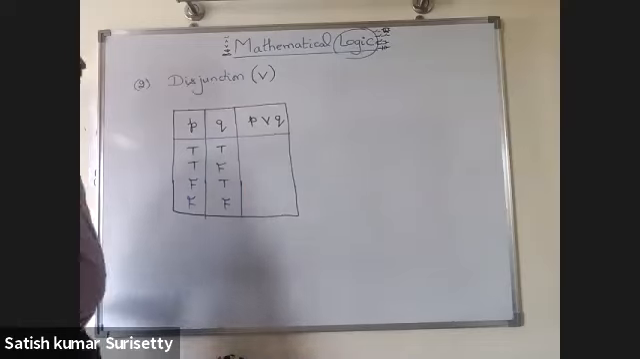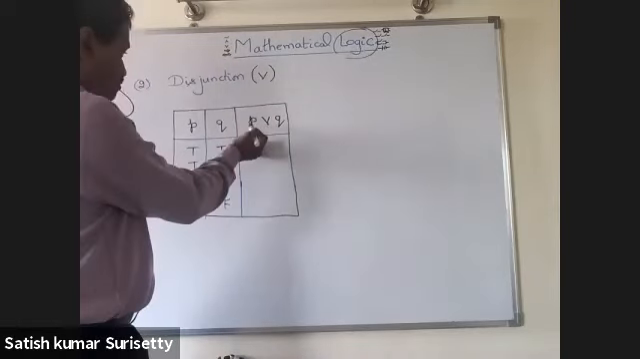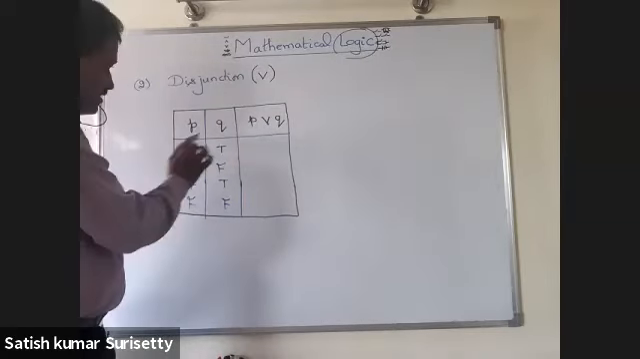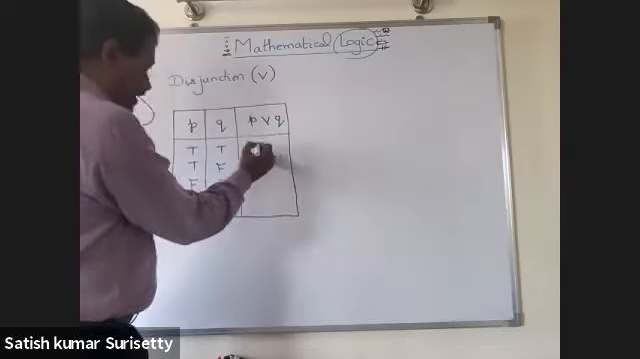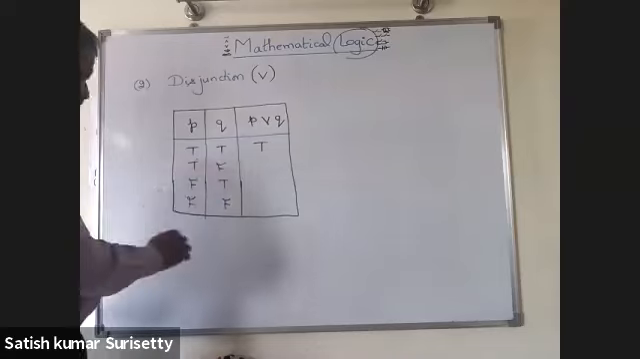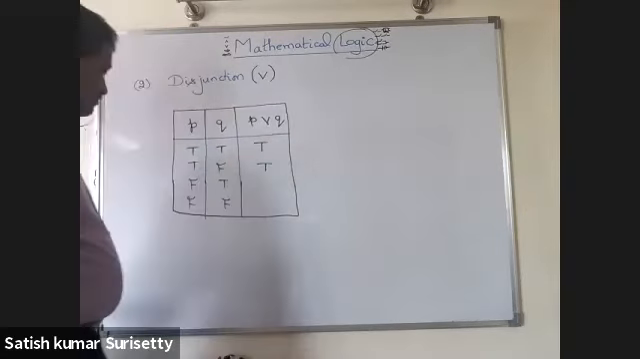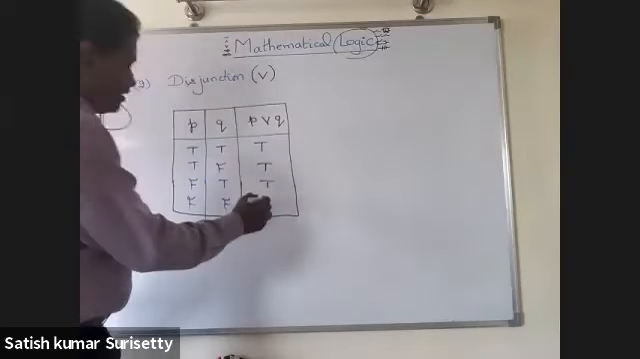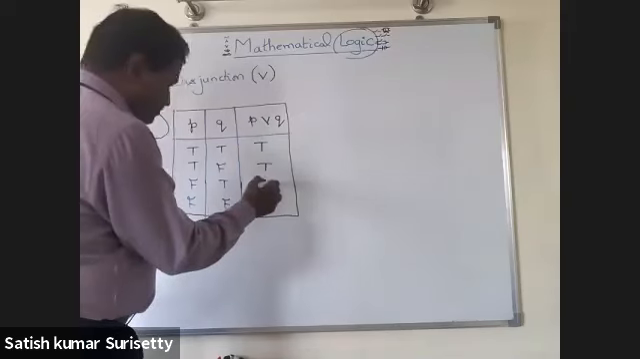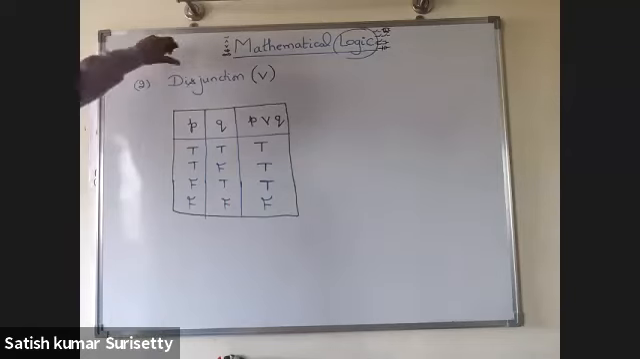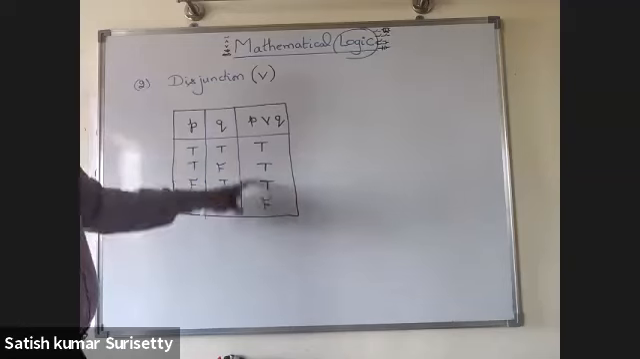Now, what is the disjunction of P and Q? That is P or Q. When both the statements are true, the disjunction will again be true. If one of the statements is true, still it will be true. Only in case both the statements are false will it be false. So you need to remember that disjunction will be false only when both the statements are false. Otherwise, it will always be true.